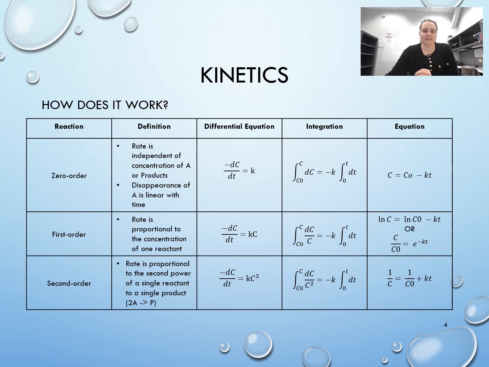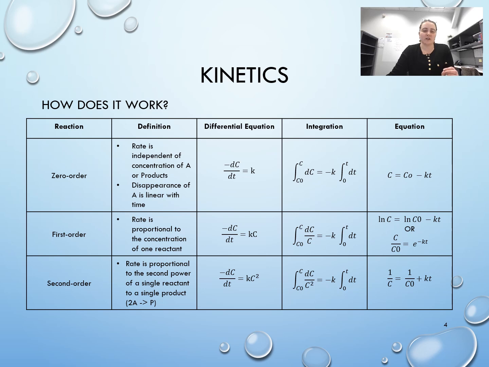Now, if you recall from the last slide, zero order is probably not going to be seen that much in the real world, but first order is going to be the most important when it comes to water and wastewater treatment. So in first order reactions, the rate is proportional to the concentration of one reactant. So you can have multiple reactants going on in a system, but it's proportional to at least one of those reactants.